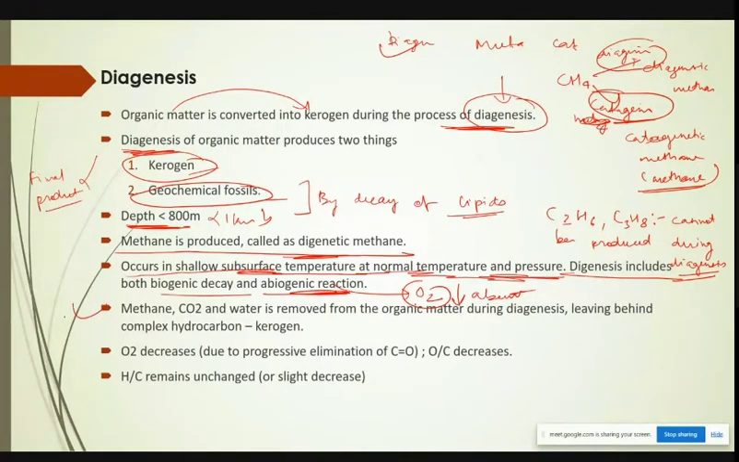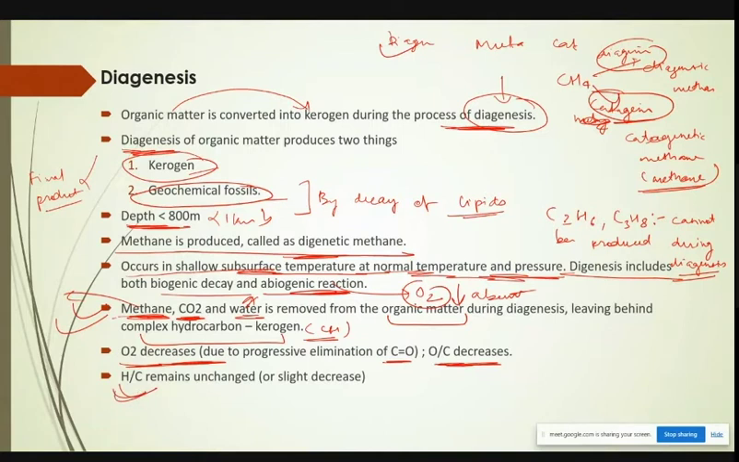And what changes occur during diagenesis? Methane, that is CH4, carbon dioxide and water will be removed from the organic matter, leaving behind complex hydrocarbon. Means only carbon and hydrogen will be left behind, and other things like CO2, methane and water will escape from the organic matter. O will decrease due to elimination of C=O, and the oxygen by carbon ratio decreases, whereas the H by C ratio remains constant.